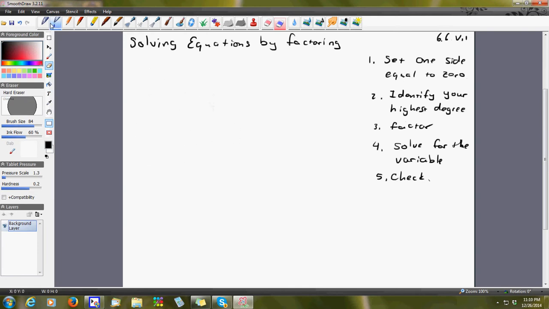But let's say I had something like this. Let's say I had something like x squared minus 4x equals 0. Well, now I can factor out an x, and I'm left with x minus 4 equals 0. Well, my highest degree exponent is a 2, which means I should have two solutions. So I'm going to set this factor equal to 0 and this one. So I'm going to say x equals 0 or x minus 4 equals 0.